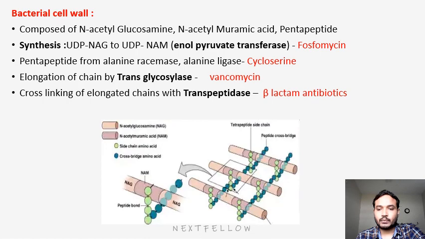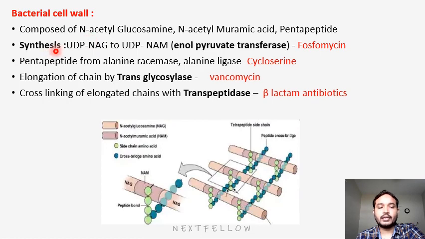So the first concept will be the bacterial cell wall. Normally, the bacterial cell wall is composed of N-acetyl glucosamine, N-acetyl muramic acid and pentapeptides. With the help of these three compounds, the bacterial cell wall will be formed. So how do these compounds get synthesized?